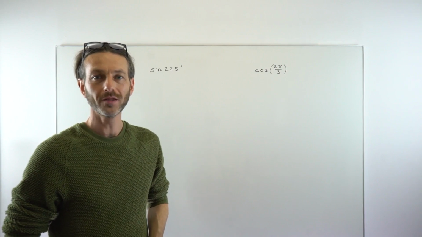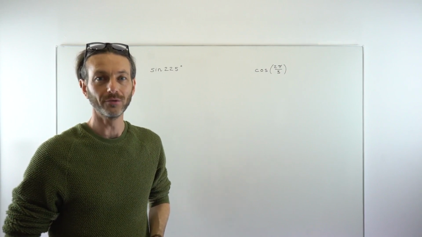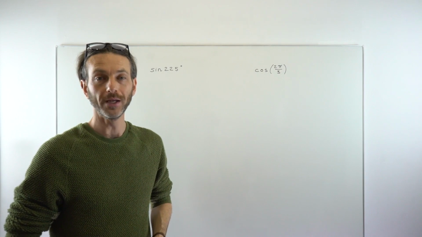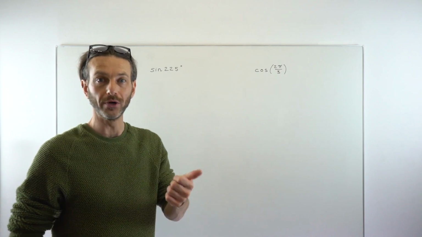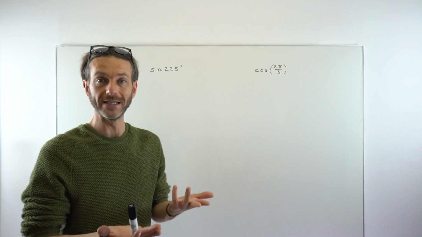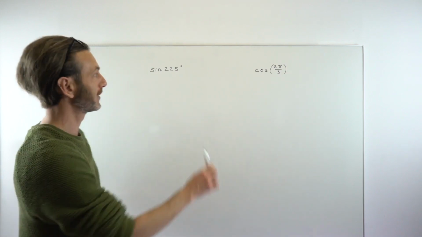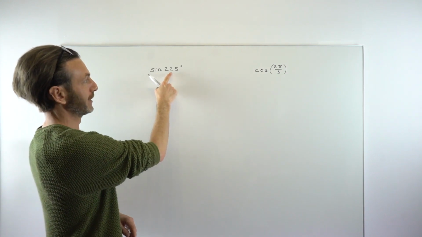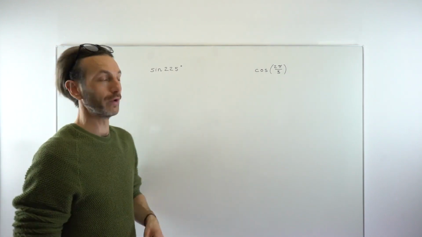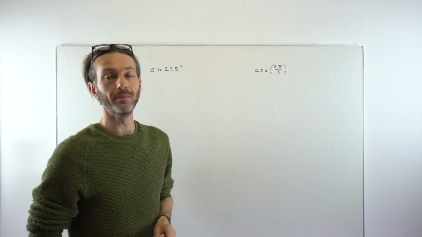In this video, we're going to consider how you work out trigonometric exact values for multiples of the common angles. The common angles, like 30, 45 and 60 degrees, or the radian equivalent, are the ones that you should know off the top of your head. But what happens if you have to work out something like the sine of 225, which is a multiple of 45, or the cosine of 2 pi by 3?